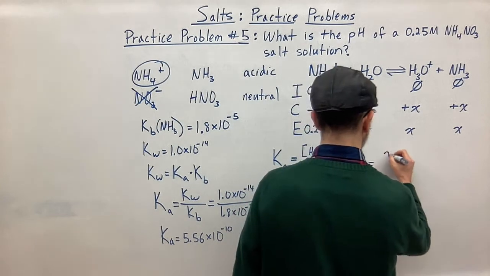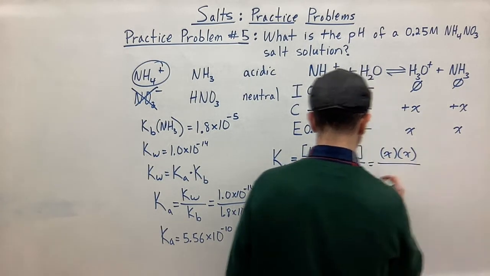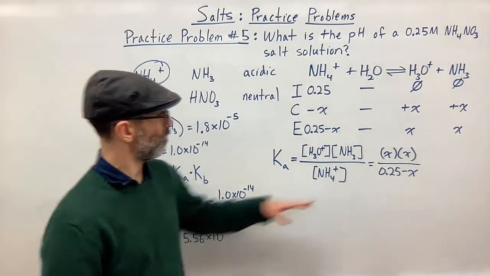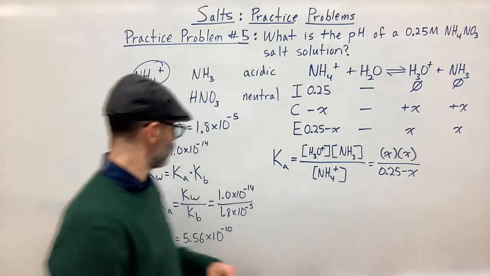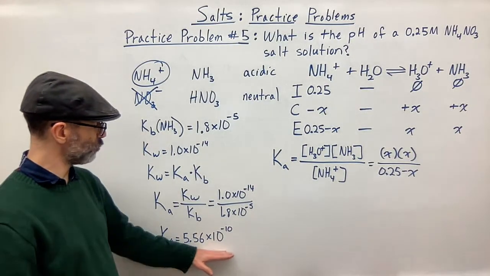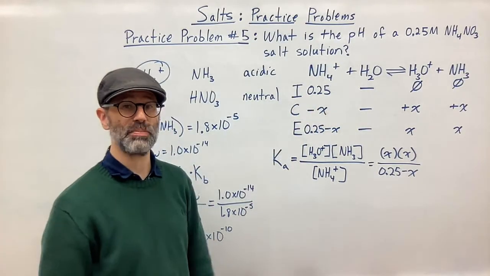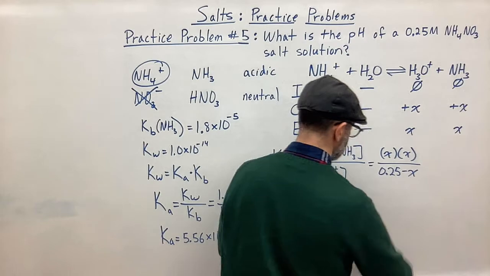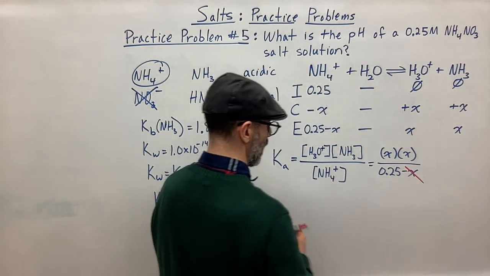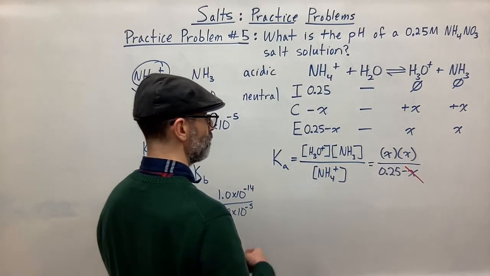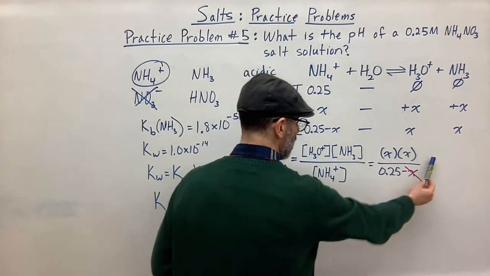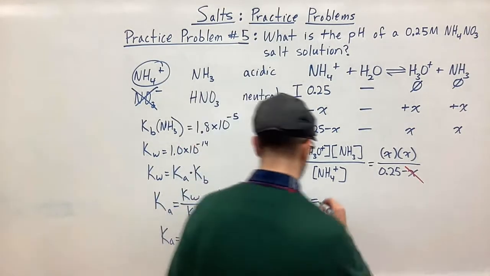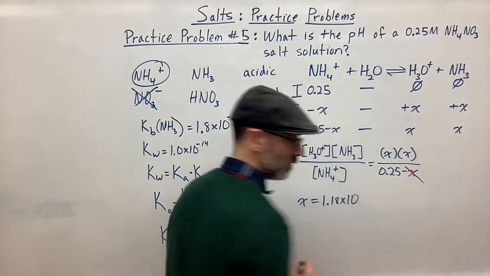Now I can take these equilibrium expressions and plug them in. So this is going to be equal to X times X over 0.25 minus X. Now I can do the X is small approximation here. If you notice, the Ka is extremely small compared to the original concentration, so that's probably going to be valid. You still probably want to do a 5% check. So we'll eliminate X. We'll say X is so small, it's negligible. It's not going to make a difference. That makes our calculation easier. So all I need to do is multiply both sides by 0.25, take the square root, and I'm going to end up with X equal to 1.18 times 10 to the negative 5.